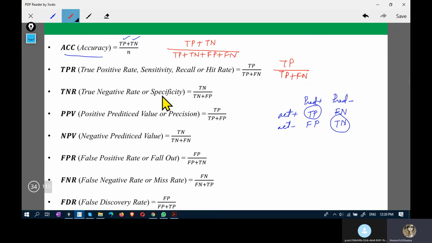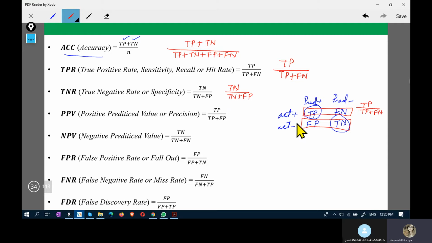True negative rate or specificity. Specificity means true negative by true negative plus false positive. This one is specificity. This one is sensitivity: TP by TP plus FN. This is the first row. The second row is known as specificity or true negative rate: TN, true negative plus false positive.